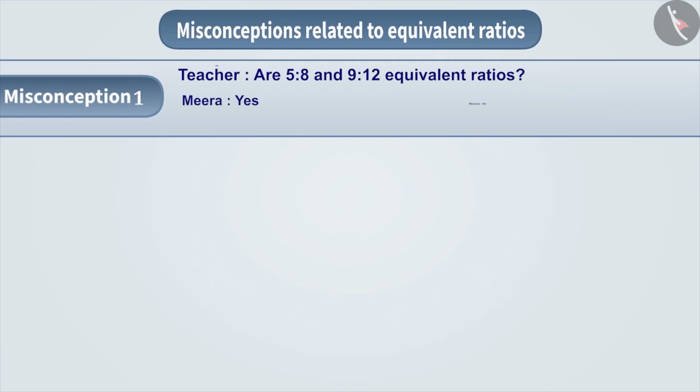Misconception 1. The teacher asked the class, are 5:8 and 9:12 equivalent ratios? To this, Meera answered yes, while Manisha answered no. Who do you think was right, Meera or Manisha?